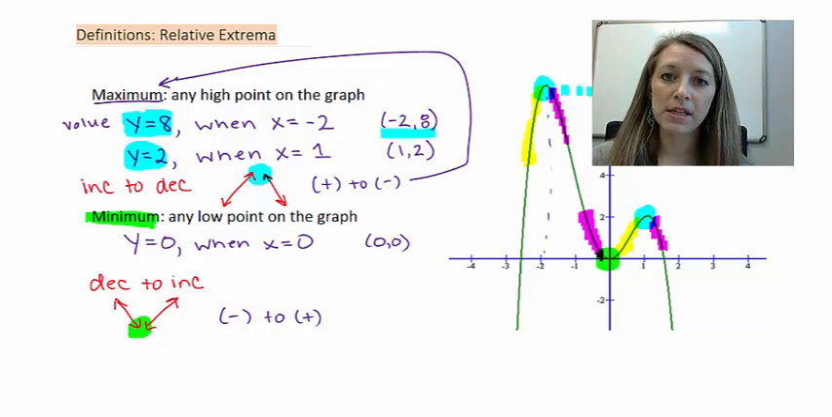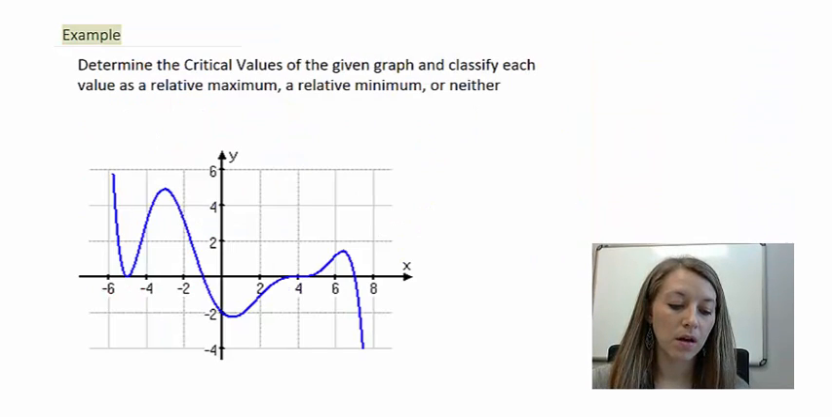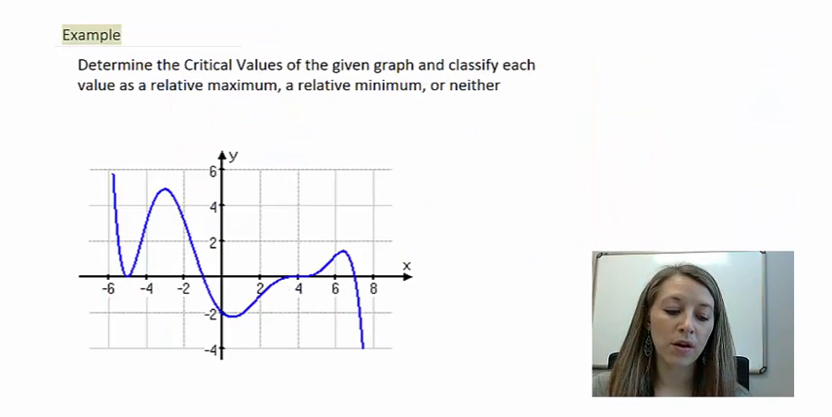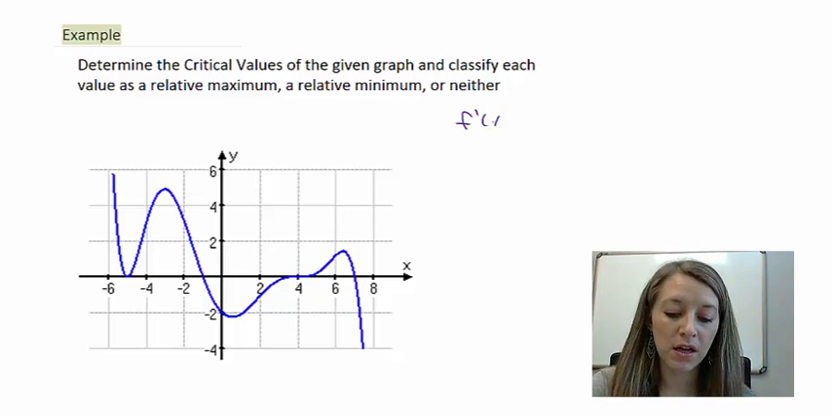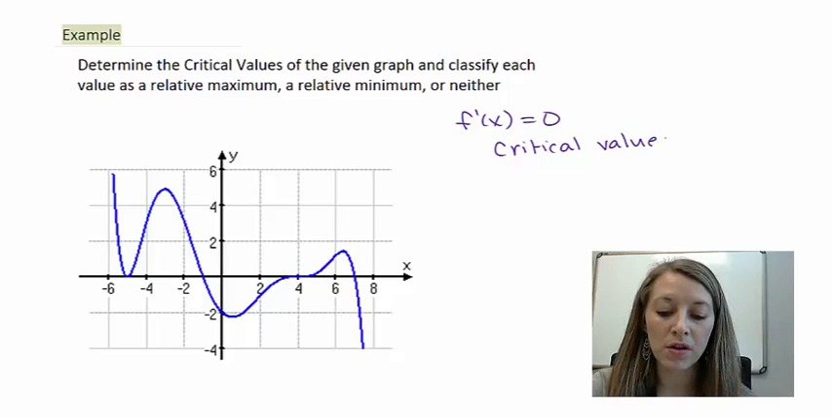So now that we know the basics of the relative extrema, or maximum and minimum, let's do this on some other examples. So here in this graph, we want to find all critical values, and then we want to classify them as maximum, minimum, or neither. Now, when we found our critical values before, it's when our derivative comes out to be 0. So when our derivative is equivalent to 0, that gives us our critical values. So basically, we want to find any places on the graph where our tangent lines would be horizontal.